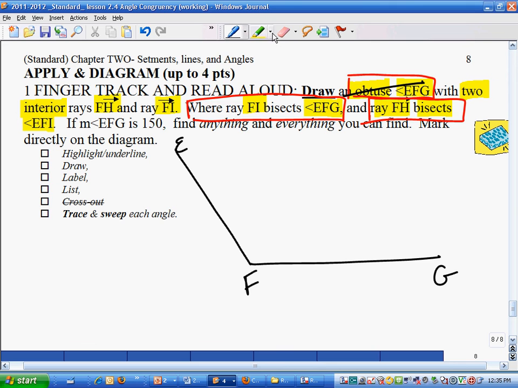Okay, now we're told that FH cuts EFI in half. Oh, okay, there's decimals in here somewhere. And, ooh, you got 'em. Sweet job. Nice job, Jack. That's why you're up here.